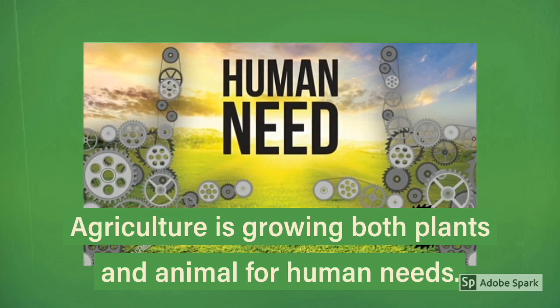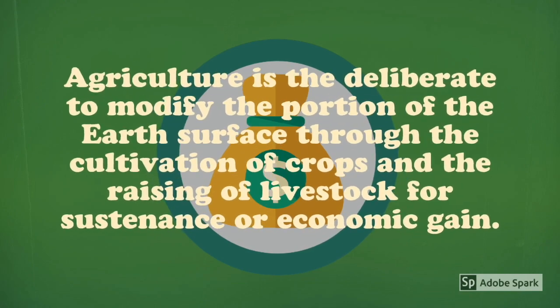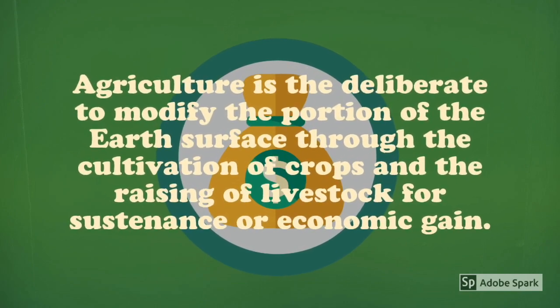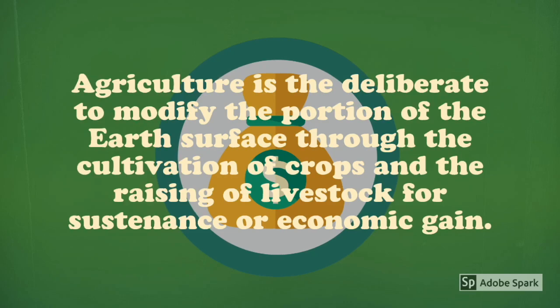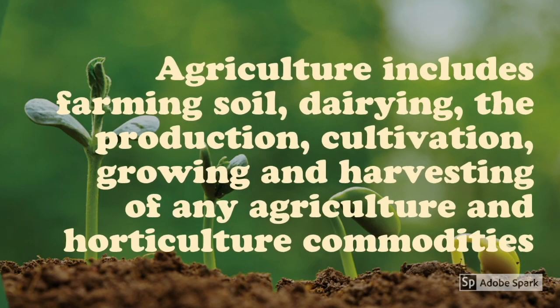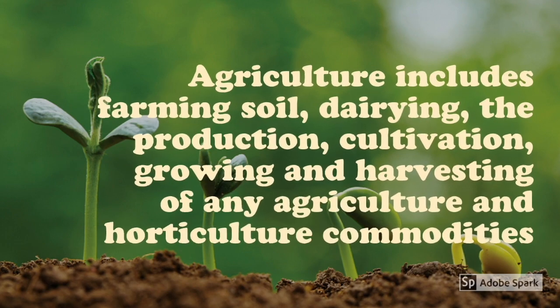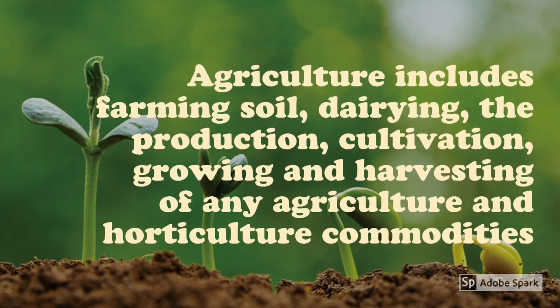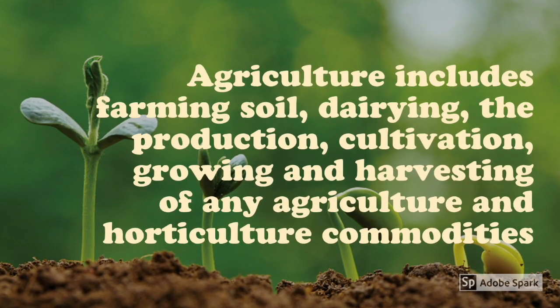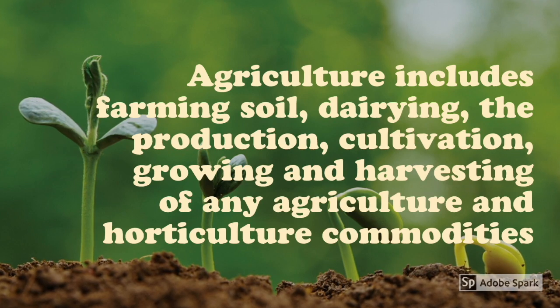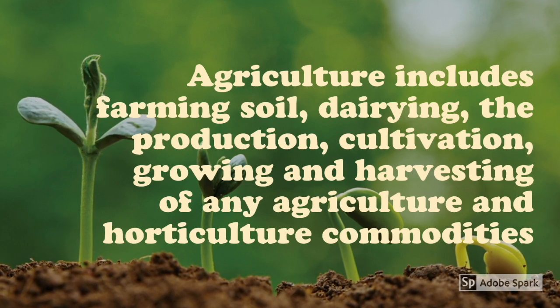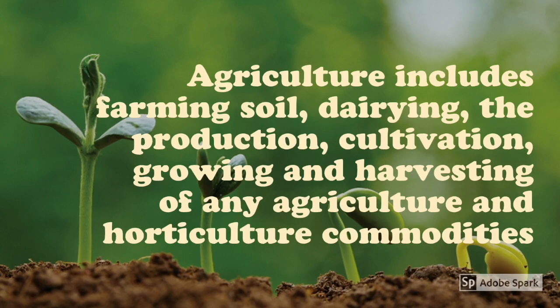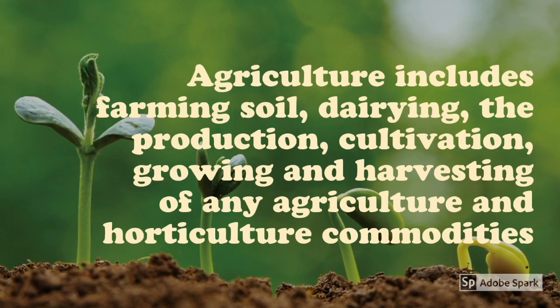for absorbing nutrients. The third one is that agriculture is a deliberate modification of a portion of the earth's surface through the cultivation of crops and raising of livestock for sustenance and economic gain. The fourth one, and this is the last concept that I'll introduce to you, is that agriculture includes farming soil, dairying, and the production, cultivation, growing, and harvesting of any agriculture and horticulture commodities.